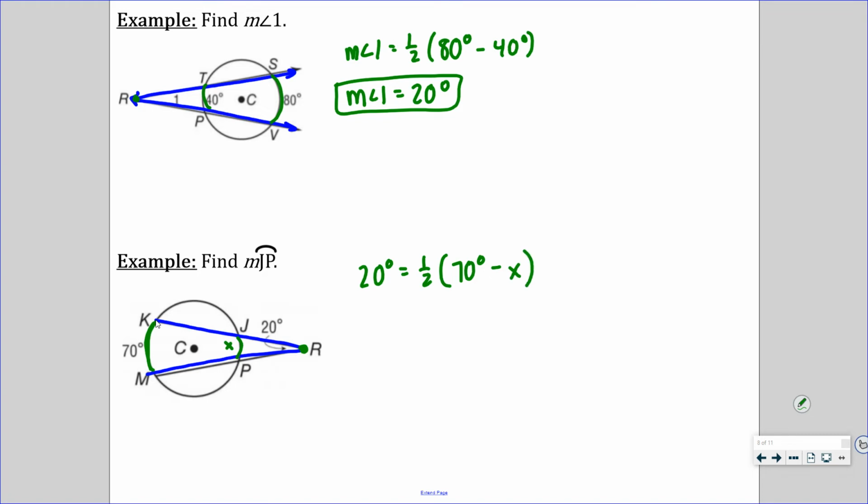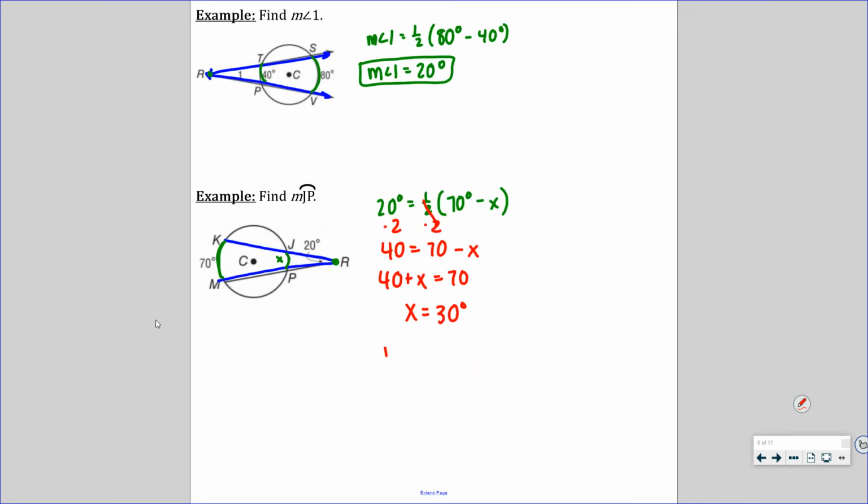You could probably work backwards and think in your head, like, okay, 70 minus what number, when I take half of that, gets me 20? Probably do that. Here you can set up an equation if you want, times both sides by 2, get rid of that fraction. I'm going to add the X over. That arc measure is 30 degrees. Again, could probably logic or think backwards your way through that one, but they do get a little bit harder.